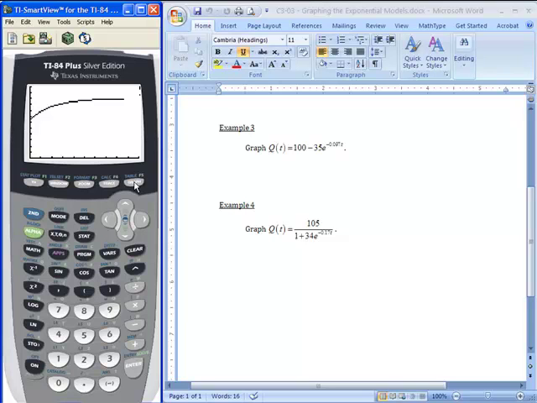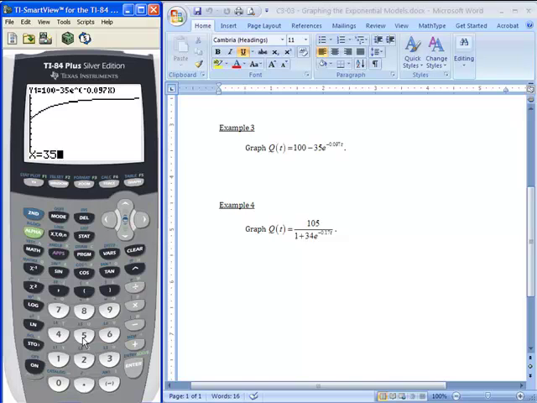And what we're going to do here is, once the graph is done, go into the trace mode. So go ahead and press the trace key. And then we're going to pick some values along the way. We're going to start with x = 25 just because that's what the calculator gives us as a default, and y is about 97.